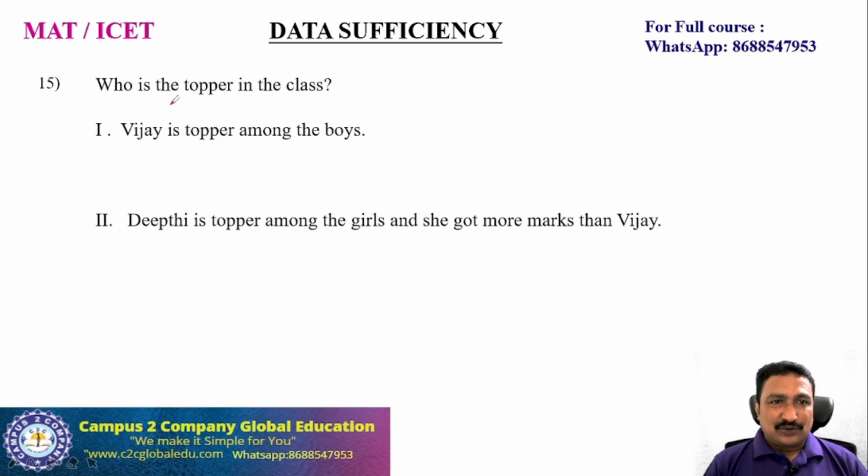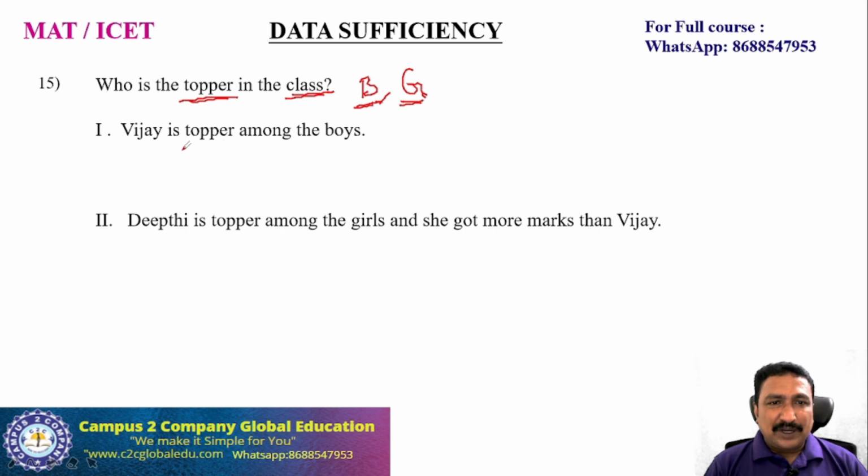Now look at the next question. Who is the topper in the class? Who is the topper in the class means generally a class consists of boys and girls. So we should know who is the topper among the boys, and we should know the topper among the girls. Then we have to compare the topper among the boys and the topper among the girls. Then we can say.